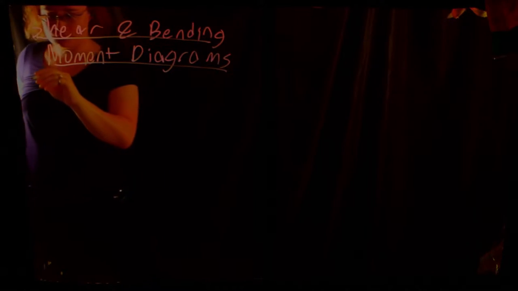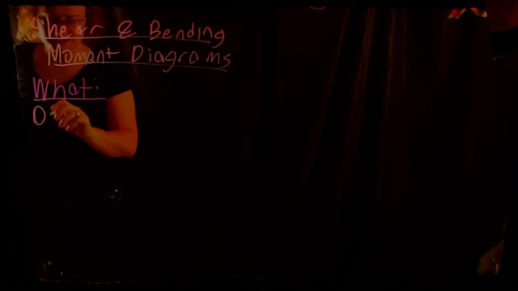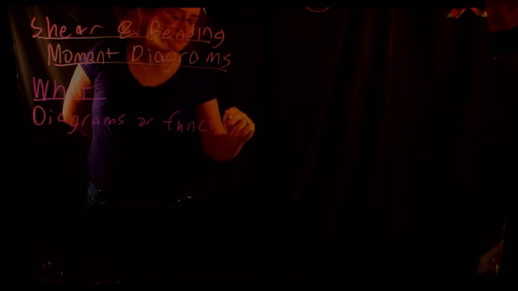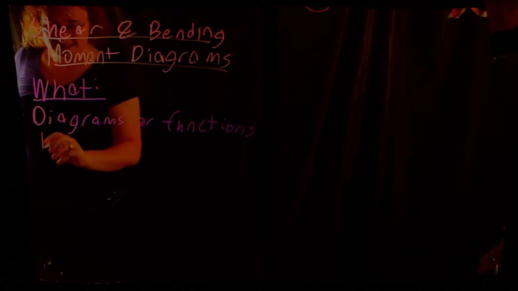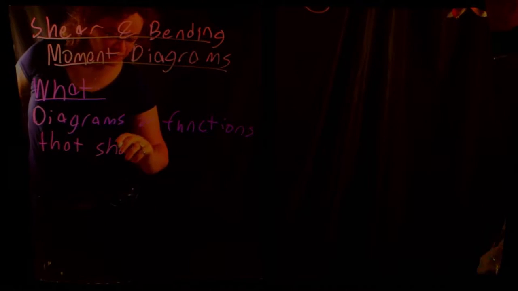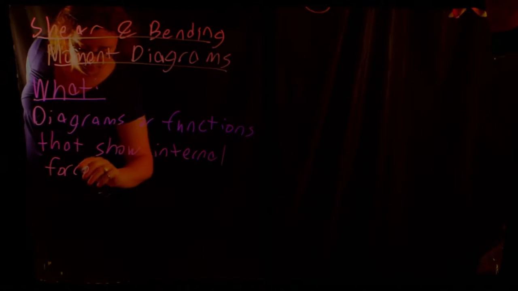Now, first of all, let's discuss what the purpose of these is and what they are. So first I want to look at what they are. Really we need to look at the what, the why, the how, all the classic journalism tropes. So what are they? Well, they are diagrams or functions. Sometimes you only compute them as diagrams, sometimes you compute them as functions, depending on what method you're using to obtain them, that show internal forces on a beam.